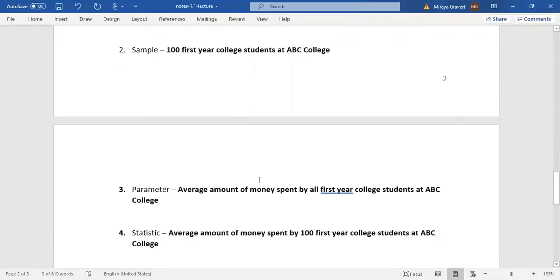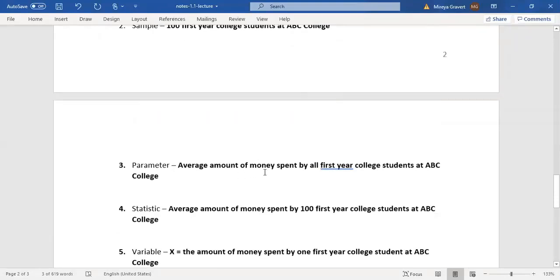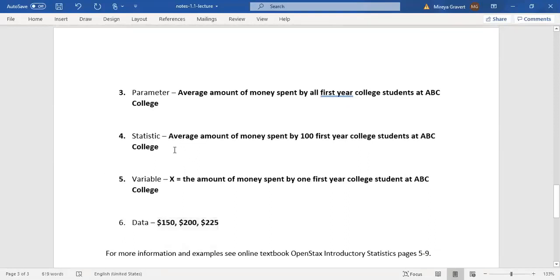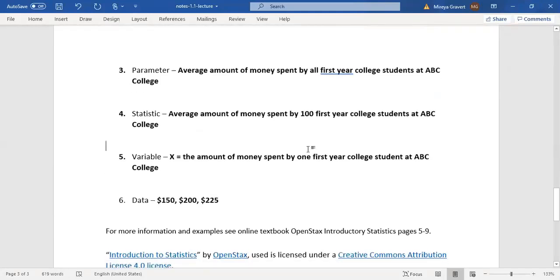Parameter, so parameter is a number, in this case it's the average. So it's the average amount of money spent by, and it's by the population. So in this case it's all first-year college students at ABC College. Statistic is also a number, which is an average amount of money spent by 100, which is your sample, first-year college students at ABC College.